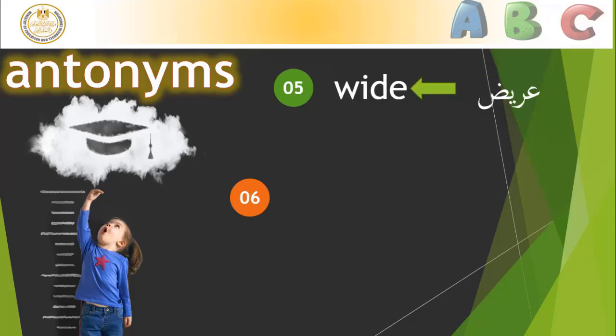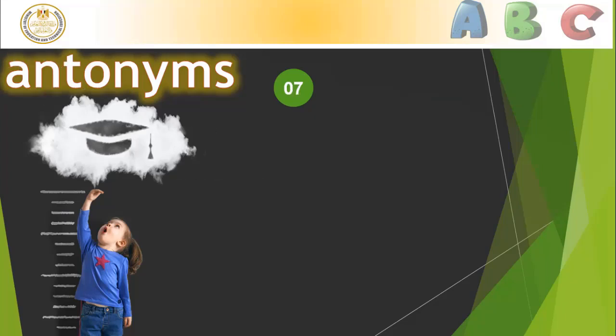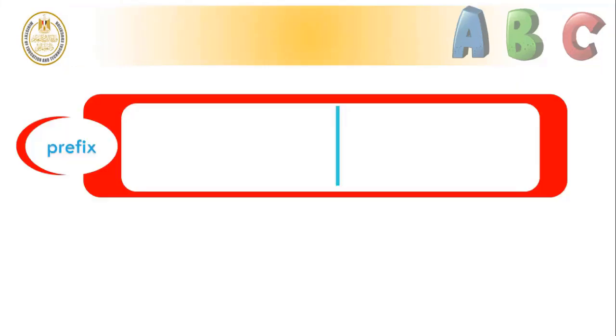Next, wide. The antonym is narrow. Number six, deliver. And the antonym is receive. Seven, disappointed, محبط. And the antonym is satisfied, راضي، قانع.